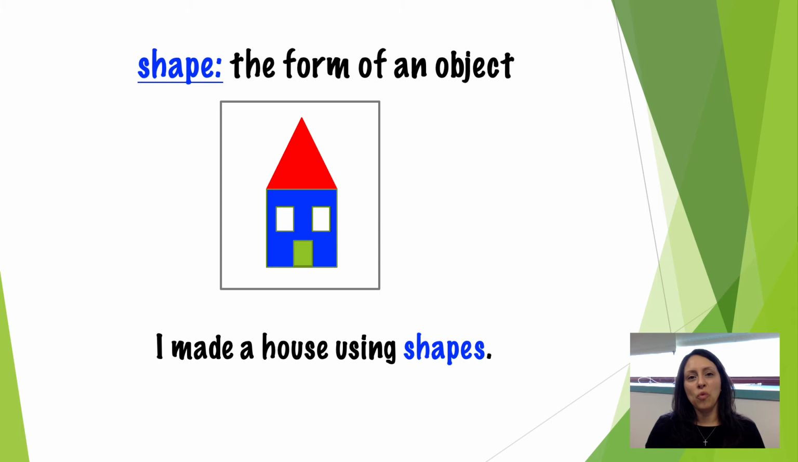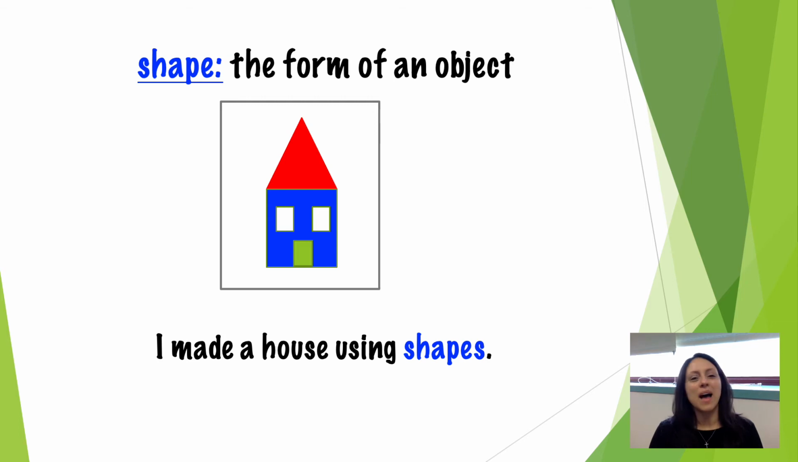Shape means the form of an object. Listen to my sentence and how I use shape in this sentence. I made a house using shapes. Look at the picture. What shapes did I use? If you said triangle, rectangle, or square, you're correct.